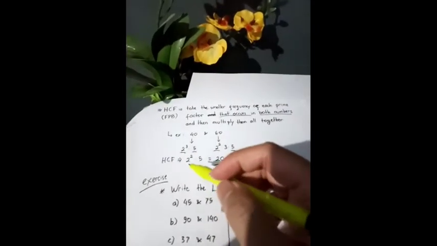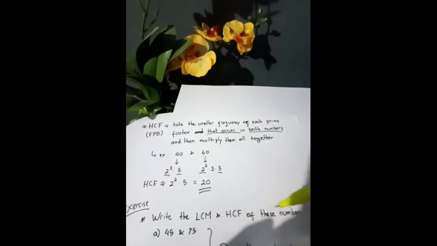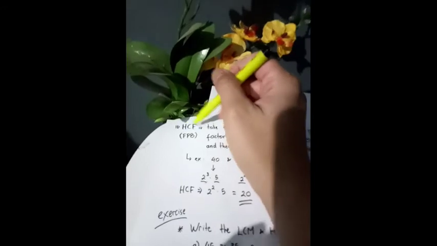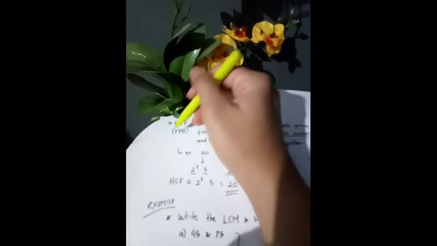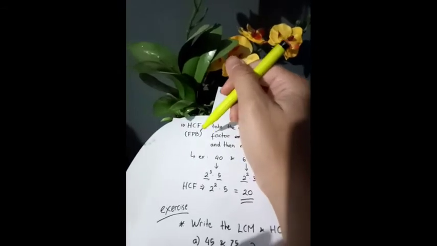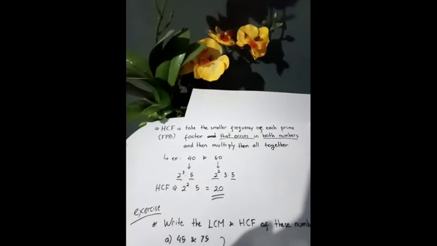So for the exercise, write the LCM and HCF of these numbers. Oh, I forgot. HCF in bahasa we call FPB, faktor persekutuan terbesar. Meskipun maknanya terbesar, tapi kita nyatanya mengambil faktor prima yang paling kecil yang muncul di dua bilangan.